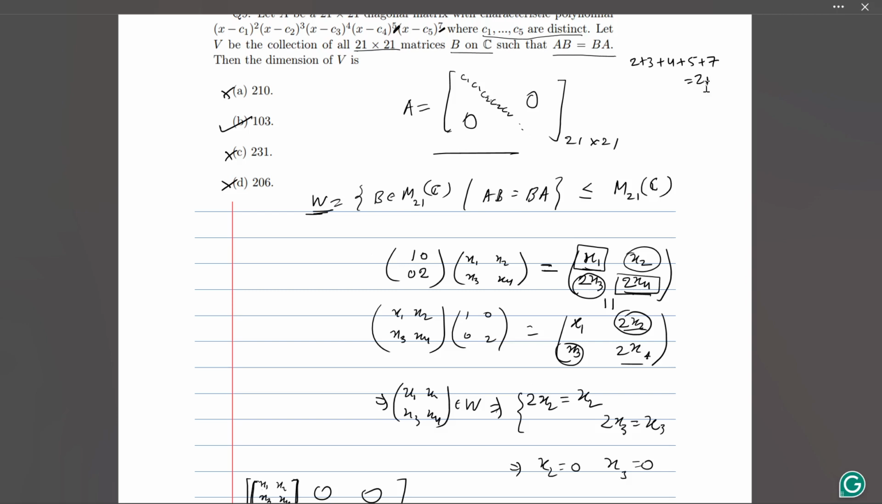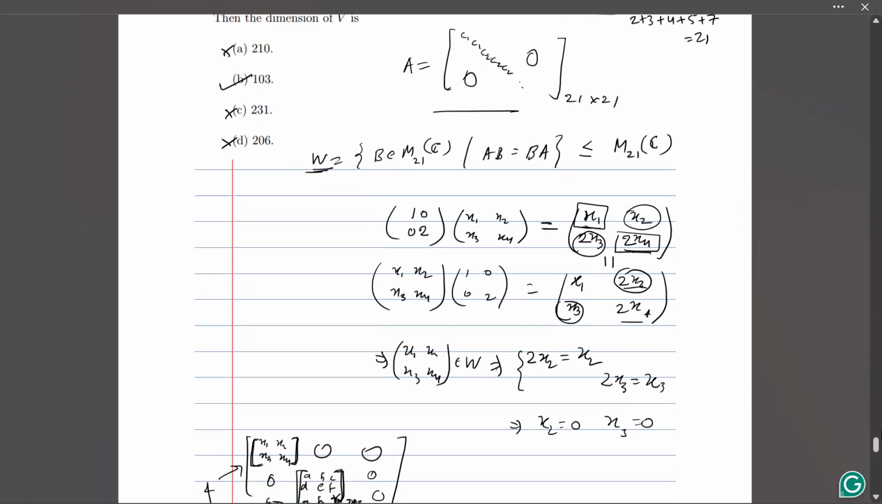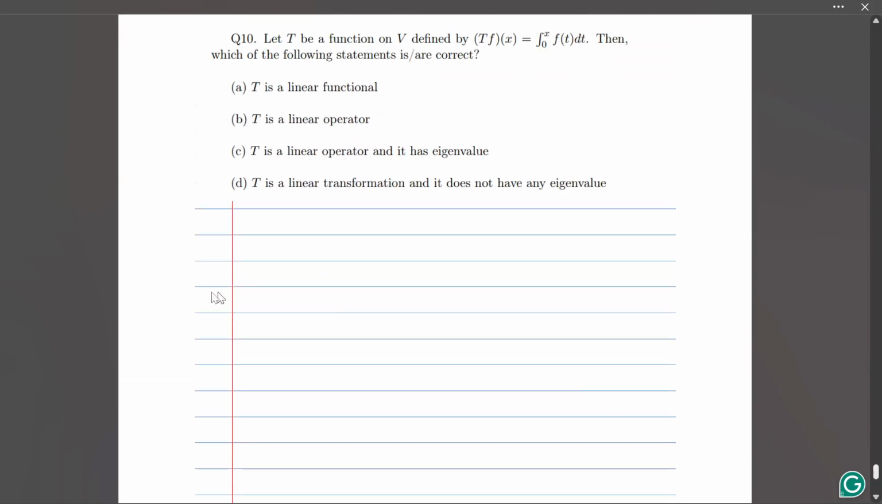So this is the main idea. How to calculate the dimension of some subspace? Apply all the conditions you have for being inside the subspace, and then check the number of free variables. So this was the idea, and you get 103 in this case. So this is the last question, and we have 3 or 4 more minutes, so I suppose I can do this.